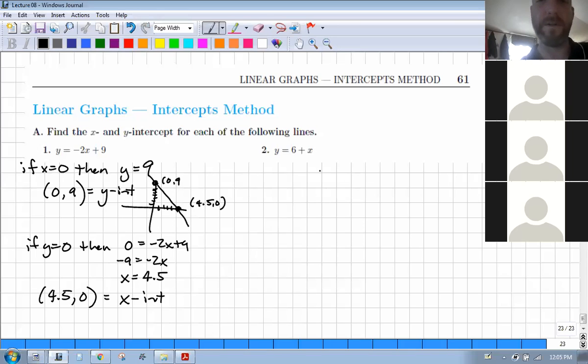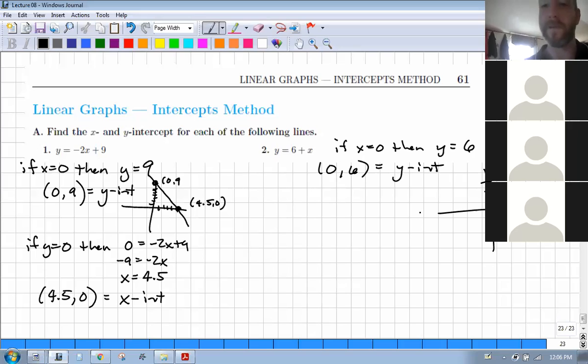So on number 2 here, if x is 0, then y, put a 0 in, we get y equals 6. Boom. So 0, 6. Where's this? We're going to the right, none. We go up, 1, 2, 3, 4, 5, 6. Boom. That's 0, 6. This is our y-intercept. Right? So when x is 0, that's your y-intercept.